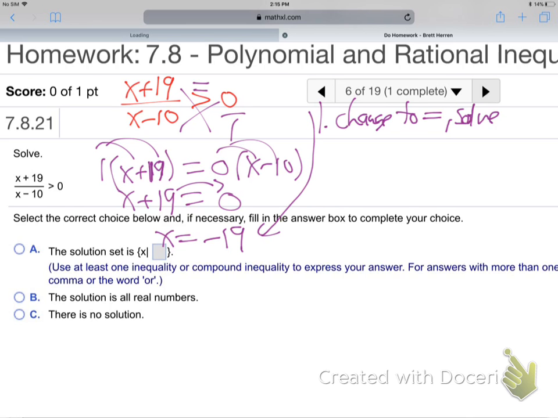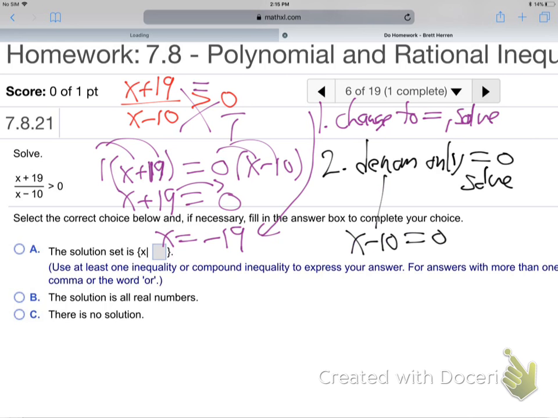Now we can go on to step 2. And what do we do on step 2? The denominator only, or alone, equals 0 and solve. So grab now just the denominator, nothing else, equal to 0. So that means x is positive 10 when you jump it to the other side, huh? So we've got negative 19 and positive 10, and then we go to the number line with those two numbers. Is that making sense so far? Am I going too quick? Is that making sense?